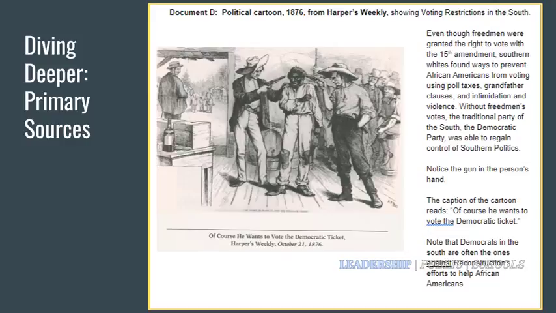But because of the threat of violence, the African American voter wants to vote the Democratic ticket to avoid being harmed by the white men. Note that the Democrats in the South are often the ones against Reconstruction's efforts to help African Americans.